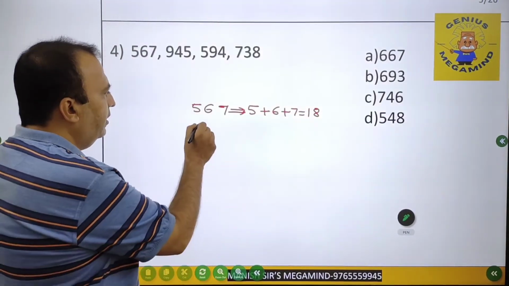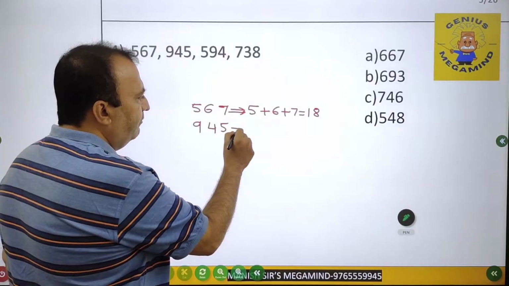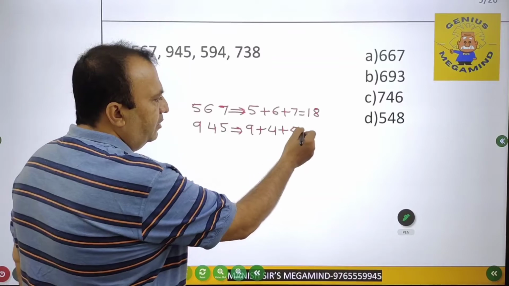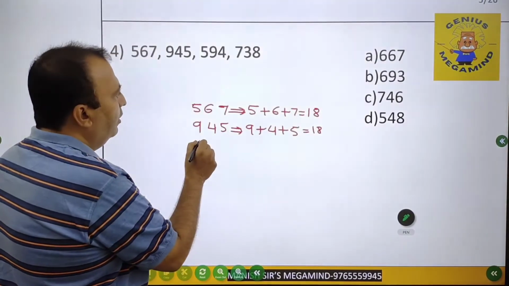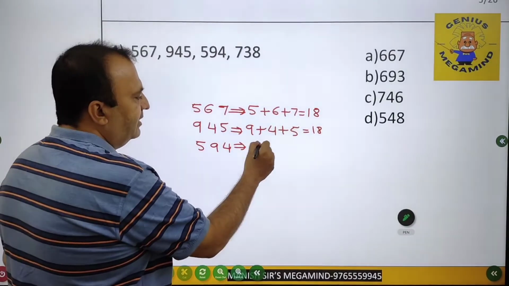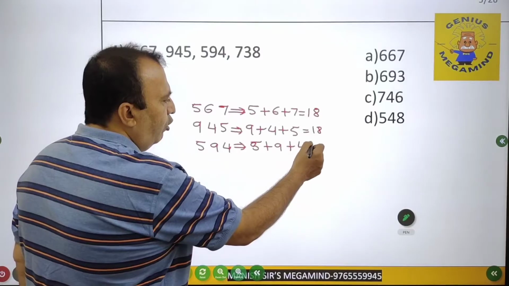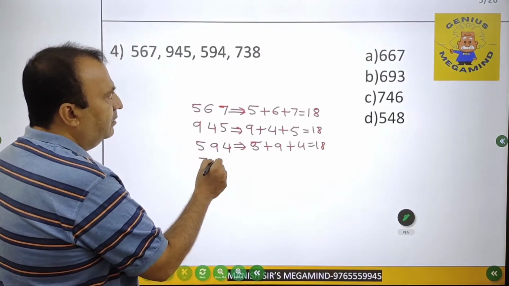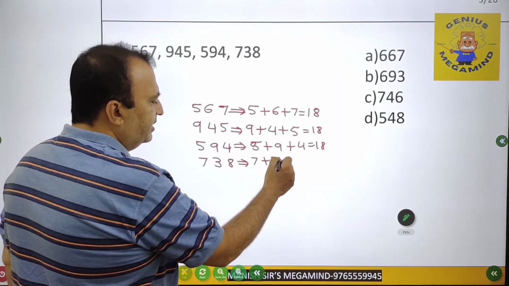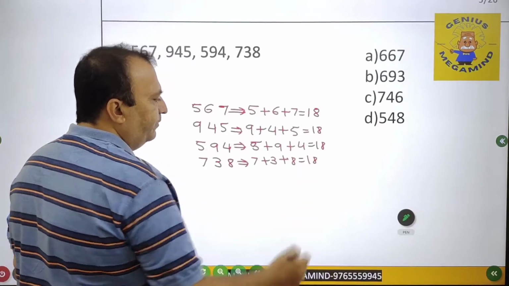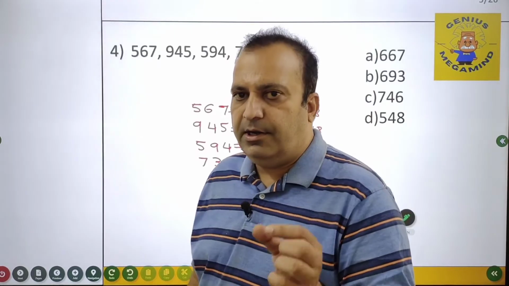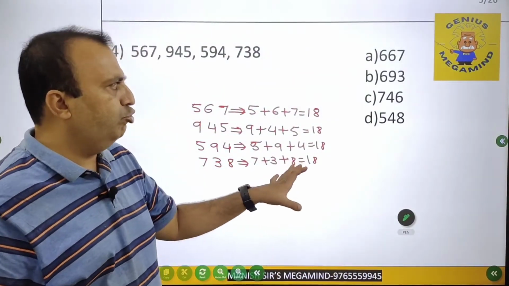Is it possible over here? So 945 is nothing but 9 plus 4 plus 5. So 9 plus 4 is 13, and 13 plus 5 is what? 18. Now over here 594 looks the same as 945. So obviously the addition of 5, 9 and 4 also will be what? 18. And last but not the least, 738. The addition of the digits in the number comes out to be 18 again. So I have found out the solution, like the addition of the digits in each and every number over here comes out to be 18.